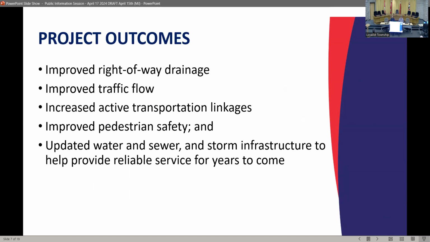What we hope to achieve from this project is improved right-of-way drainage, improved traffic flow with the new development and the school, increased active transportation linkages. It's part of our overall plan to try and link our active transportation to the various parts of the community, improved pedestrian safety, and upgraded water, sewer, and storm infrastructure to continue to provide reliable service.